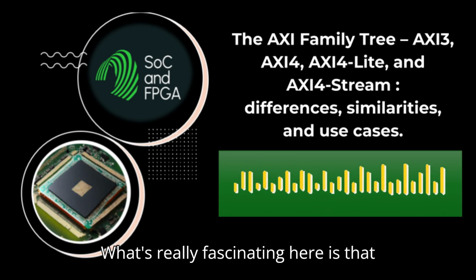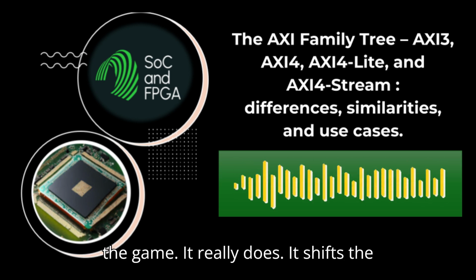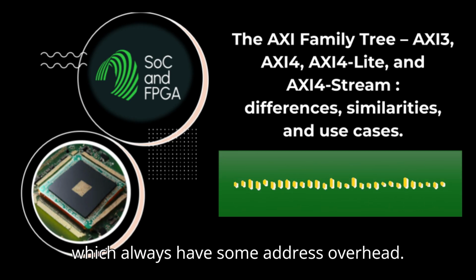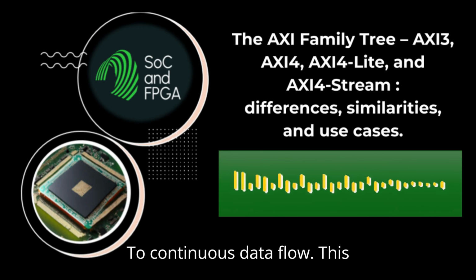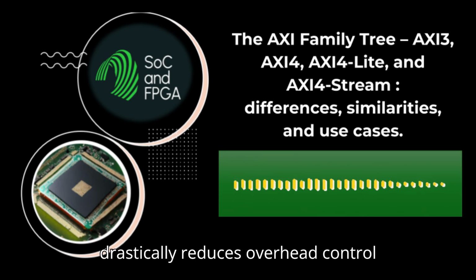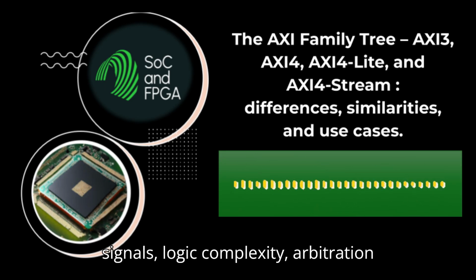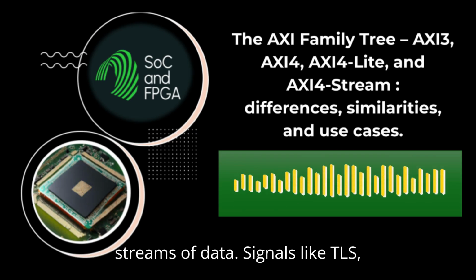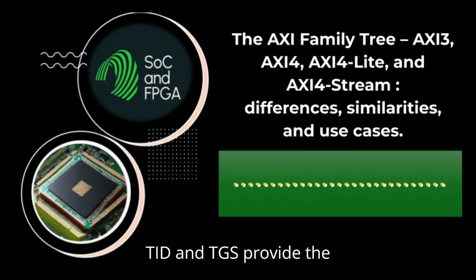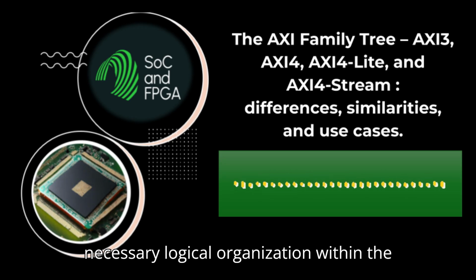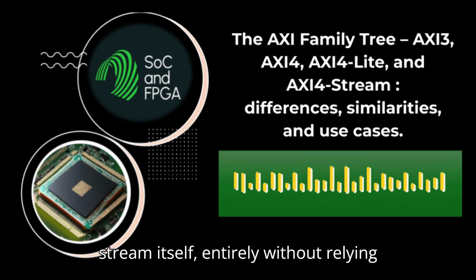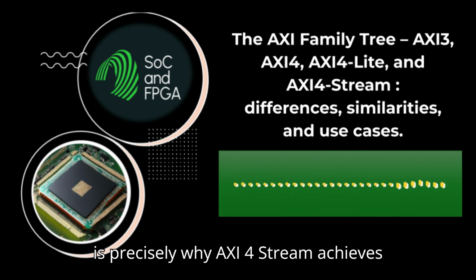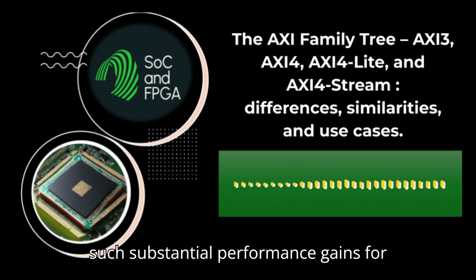What's really fascinating here is that removing addressing completely changes the game. It really does. It shifts the paradigm from memory-mapped operations, which always have some address overhead, to continuous data flow. This drastically reduces overhead control signals, logic complexity, and arbitration latency, allowing for maximum efficiency and much higher throughput for unbounded streams of data. Signals like TLAST, TID, and TDEST provide the necessary logical organization within the stream itself, entirely without relying on memory addresses. This specialization is precisely why AXI4 Stream achieves such substantial performance gains for streaming applications.